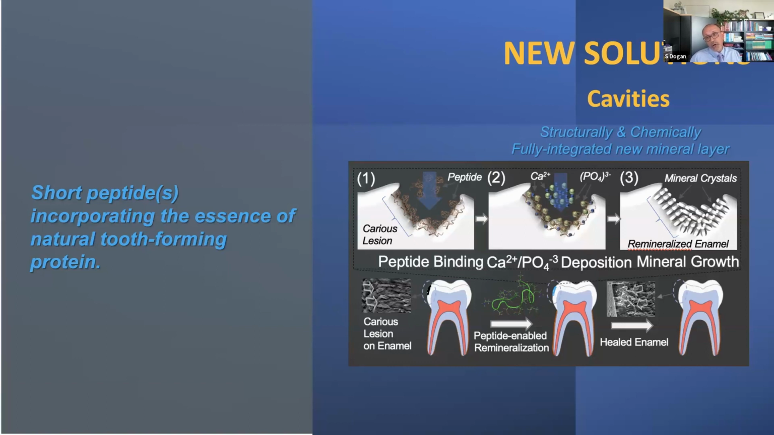The first thing is, okay, we need to treat the cavities, because this peptide is very good at delivering calcium and phosphate from the saliva to the tooth surface, or if you add some additional calcium and phosphate, it's very efficient to carry this calcium and phosphate onto the tooth surface.